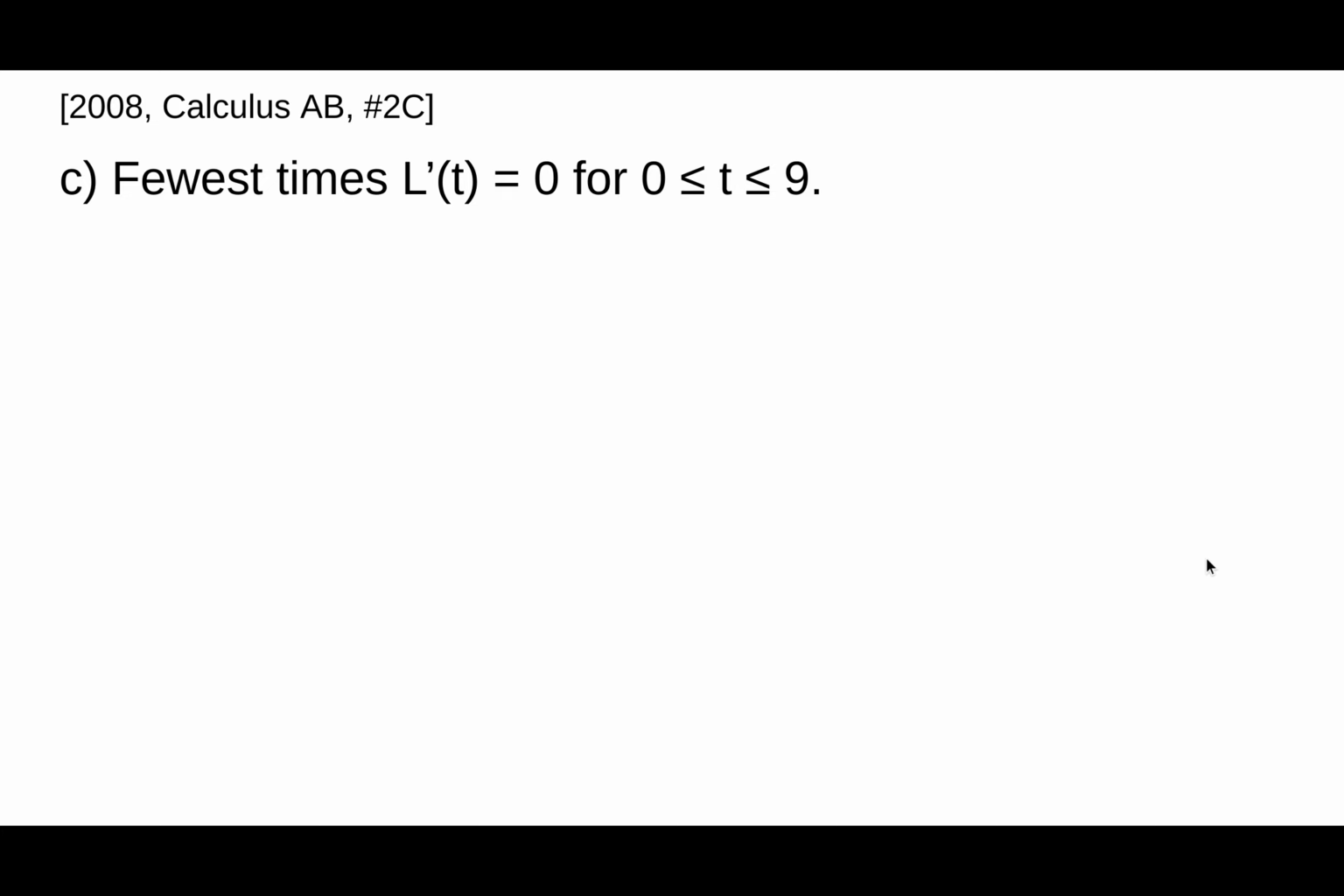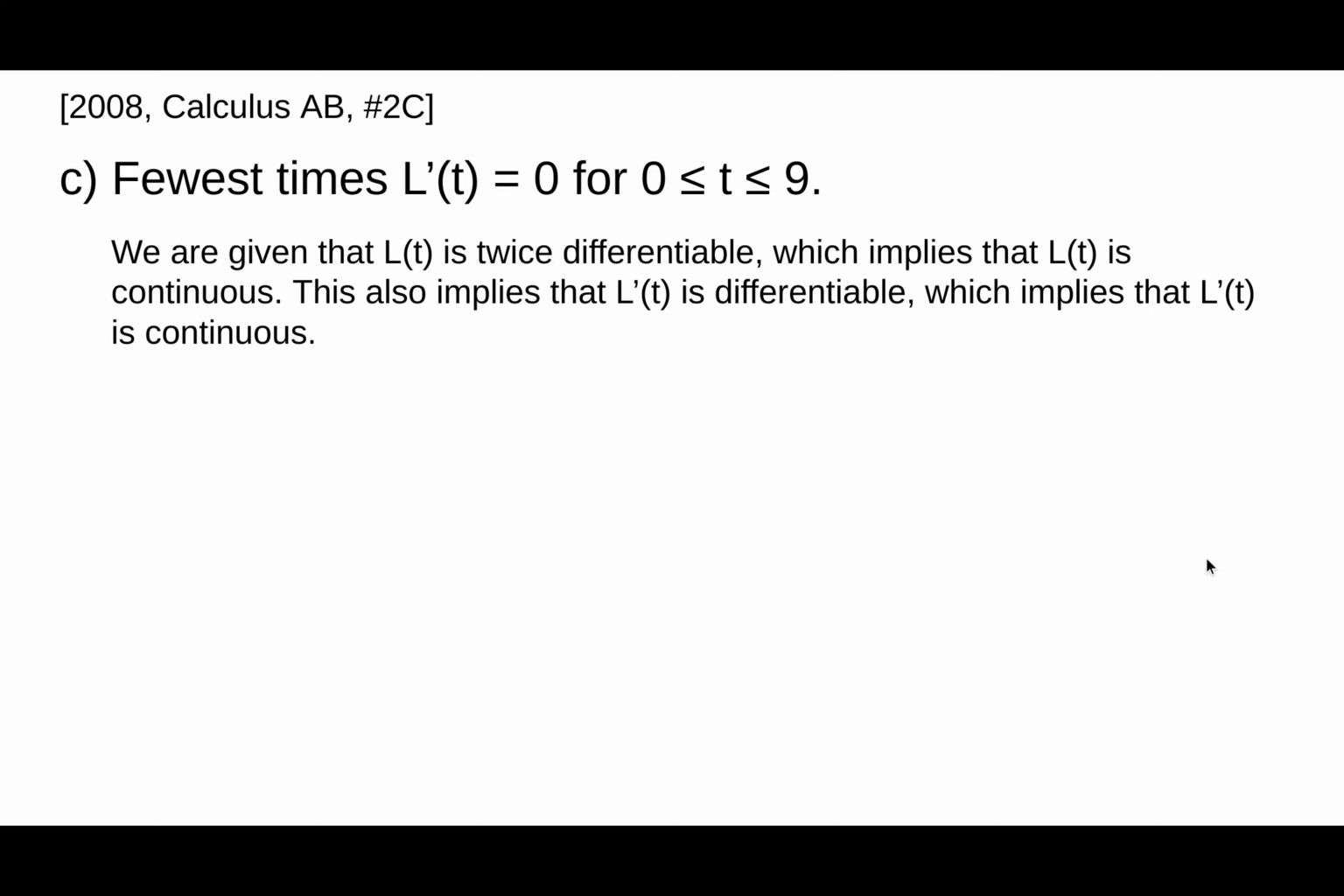But we can use the fact that L of t is twice differentiable. All right, so because L of t is twice differentiable, we know that L of t is continuous. But because it's twice differentiable, we also know that L prime of t is differentiable at least once, which implies that L prime of t is continuous.